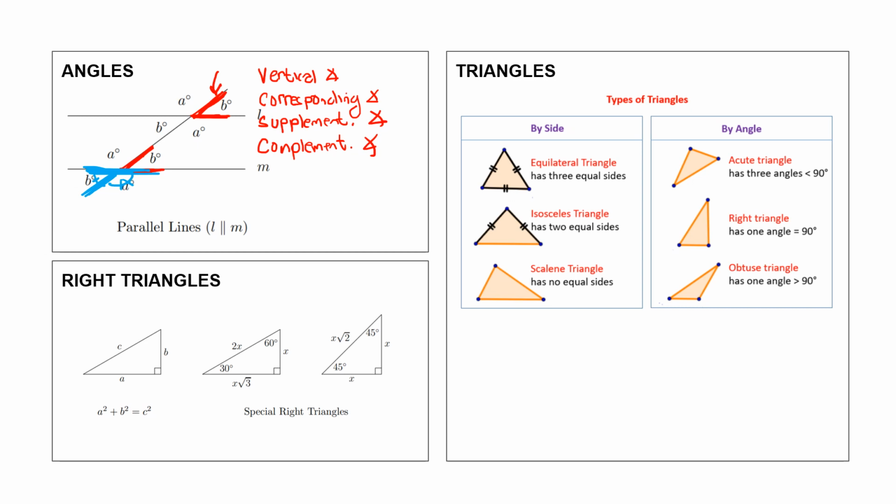Moving on to triangles. When we're looking at the sides of the triangle, we have equilateral, isosceles, and scalene. Equilateral means you have all sides equal. Isosceles means that two sides are equal. And scalene means no sides are equal.